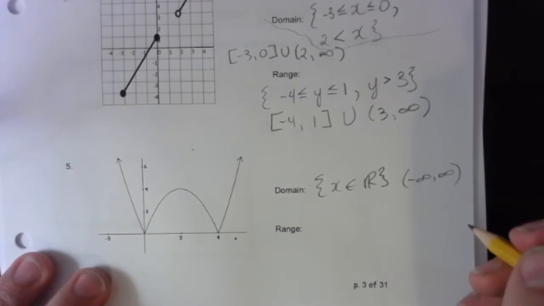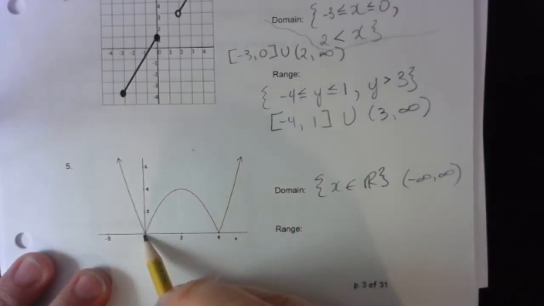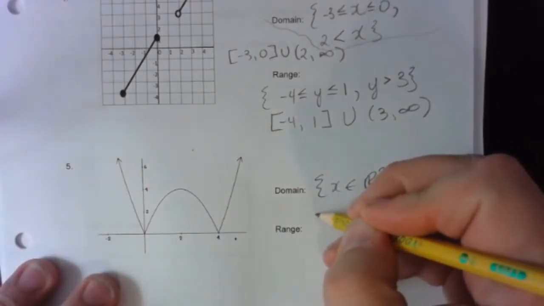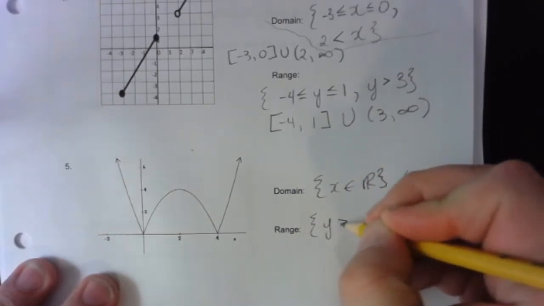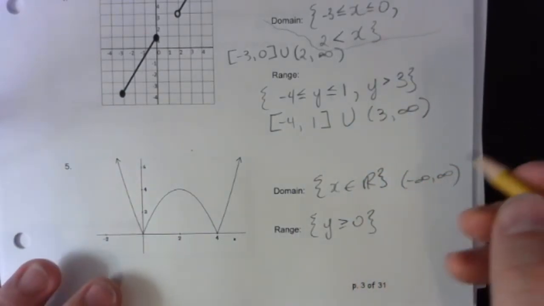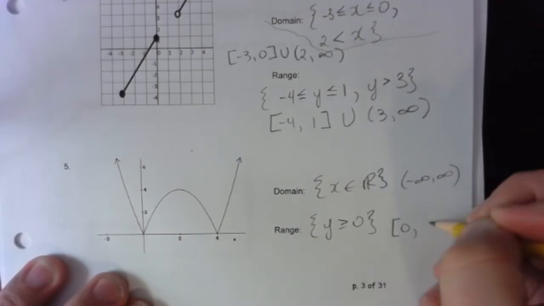Range, however, is kind of interesting. Notice the range is we start at 0 and we go up forever. So I would say in set notation y is greater than or equal to 0. And in interval notation, I'd say from 0 to infinity.